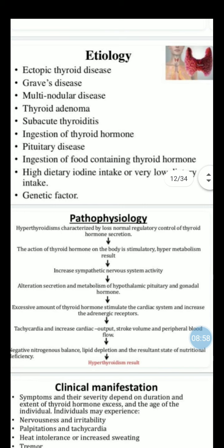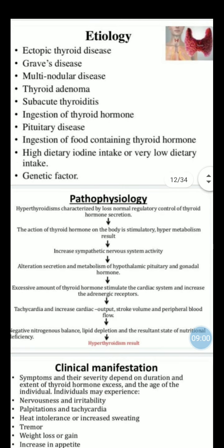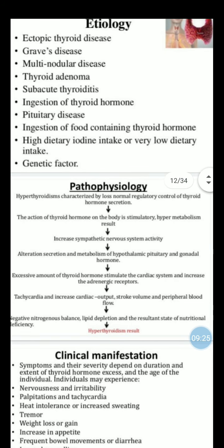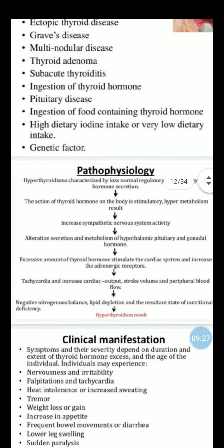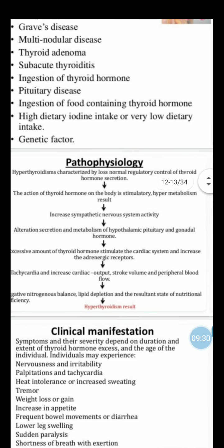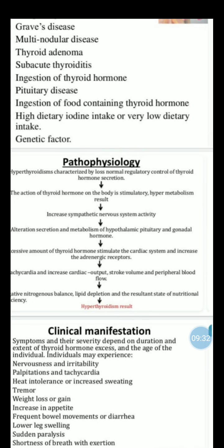Then we see the pathophysiology. Hyperthyroidism is characterized by loss of normal regulatory control of thyroid hormone secretion. I am repeating: hyperthyroidism is characterized by loss of normal regulatory control of thyroid hormone secretion. Due to this, the action of thyroid hormones on the body is stimulatory.